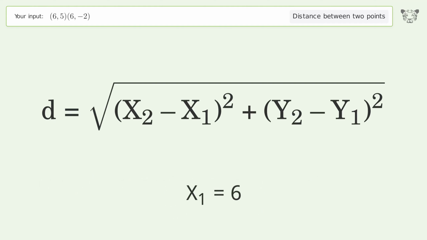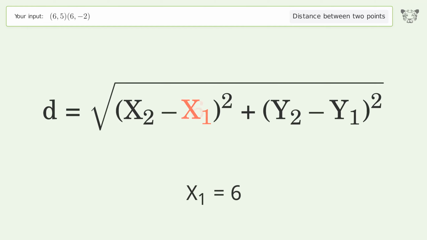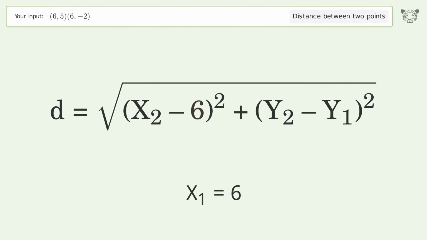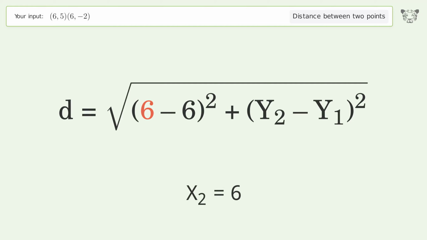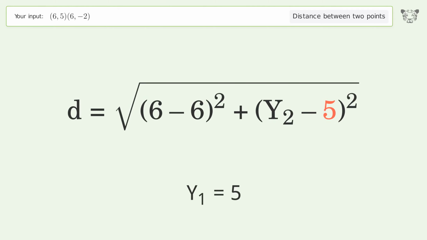x1 equals 6. x2 equals 6. y1 equals 5. y2 equals -2.